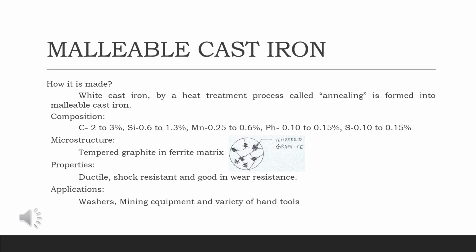The microstructure of malleable cast iron contains tempered graphite in the ferrite matrix. During the annealing process, the cementite of white cast iron breaks into tempered graphite, and that is the reason during microscopic examination you can find tempered graphite in the ferrite matrix of malleable cast iron. It is good in ductility, shock resistance, and has good wear resistance, and hence it is widely used for making mining equipment, hand tools, and washers.